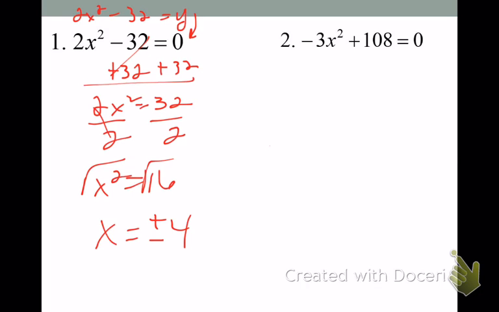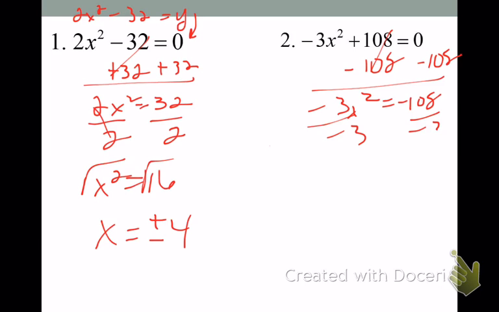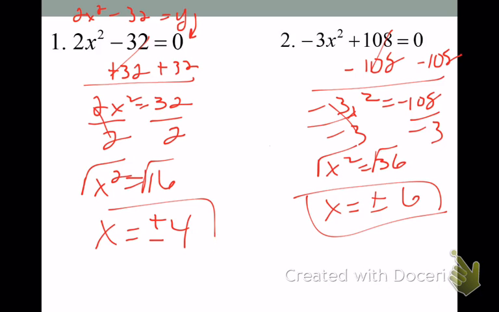Okay? Now, same thing for number 2. Subtract 108 from both sides. You get negative 3x squared equals negative 108. Divide by negative 3, and x squared is equal to 36. Then you square root both sides, and you get plus or minus 6. Okay?